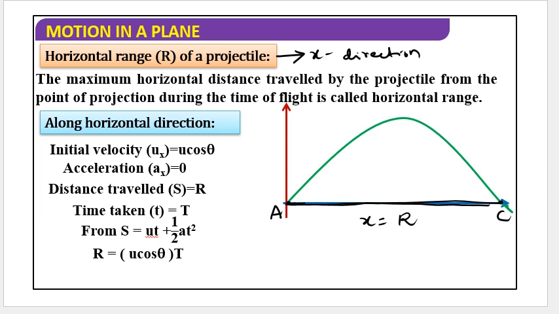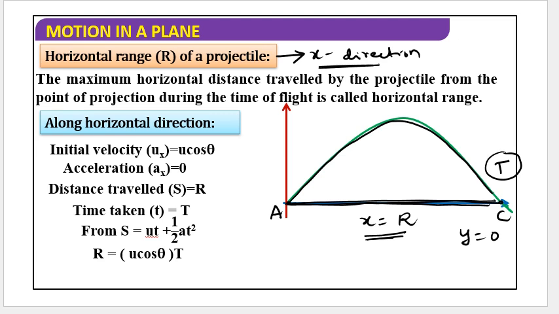During the motion from A to C, how much time it takes? This is nothing but the time of flight. Otherwise, when y coordinate equal to 0, the x coordinate is called range. During the time of flight, the maximum horizontal distance traveled by the projectile, that is called horizontal range. This time the motion is considered in x direction.